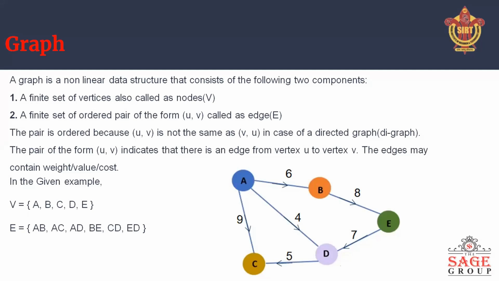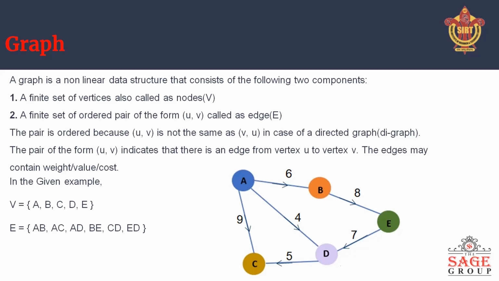Before starting the shortest path problem, we first see the basics of which domain this problem is generated from. So, firstly, we introduce what a graph is. As we already know, a graph is a non-linear data structure that consists of two components: a finite set of vertices, also called nodes, represented by V, and a finite set of ordered pairs of the form (U, V), where U and V are two vertices, called an edge. The pair is ordered because UV is not the same as VU.